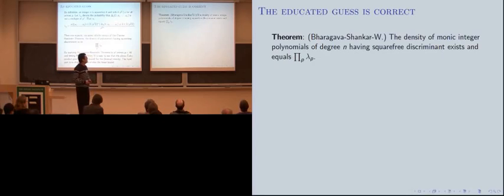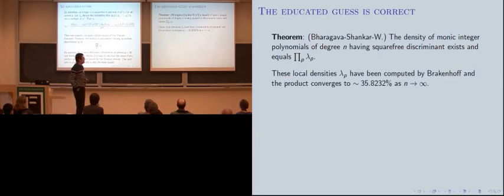Okay, so what's the main theorem? The main theorem is that the educated guess is correct. That's always a good thing, when the most natural thing works. So if you want to count the number of monic integer polynomials having square-free discriminant, then it's exactly this Euler product. Arul will say more about the case of general polynomials in his talk. So in this case, just monic.